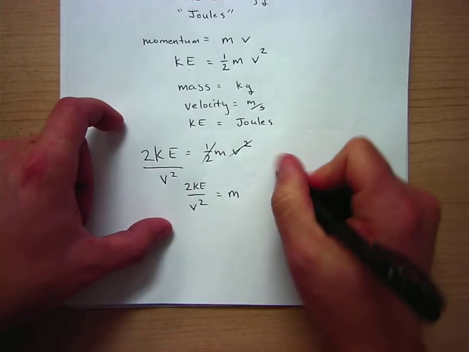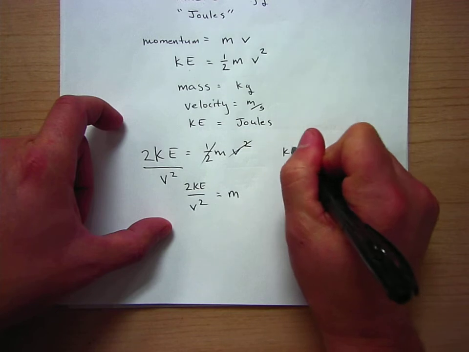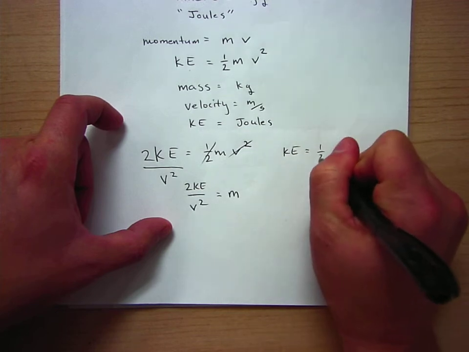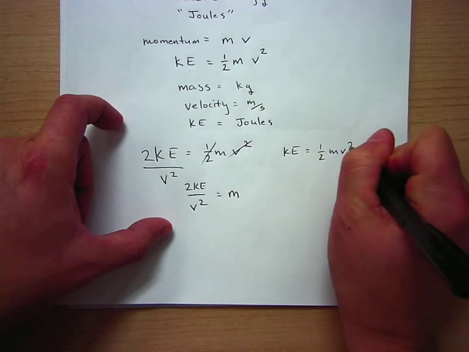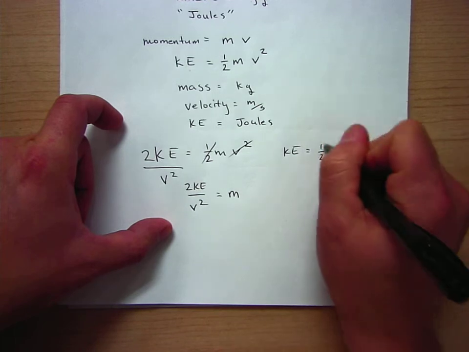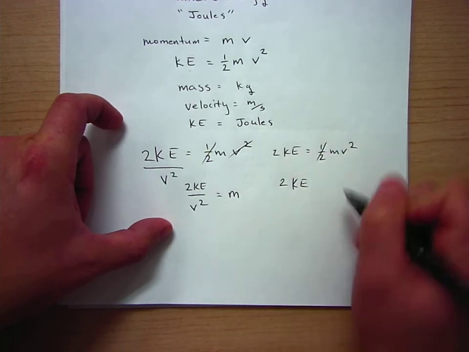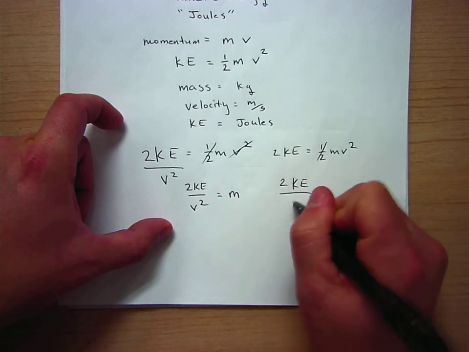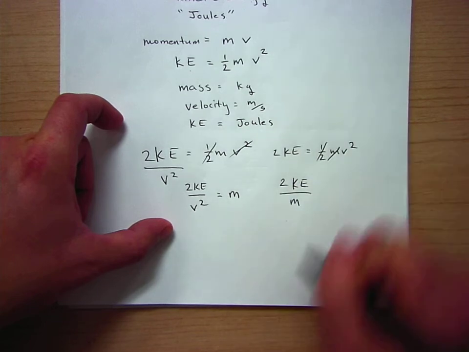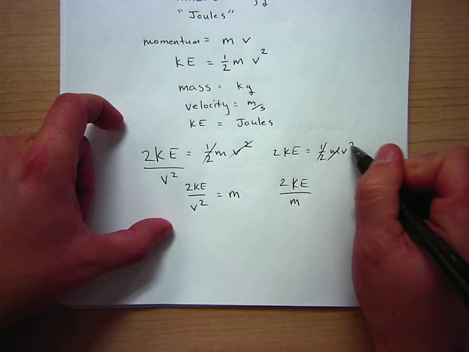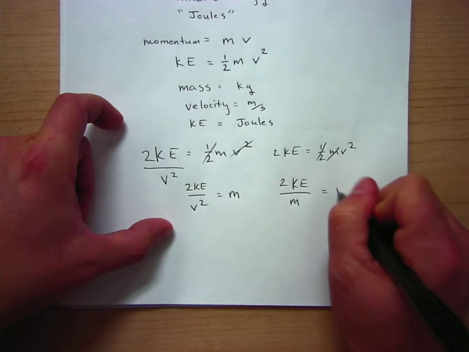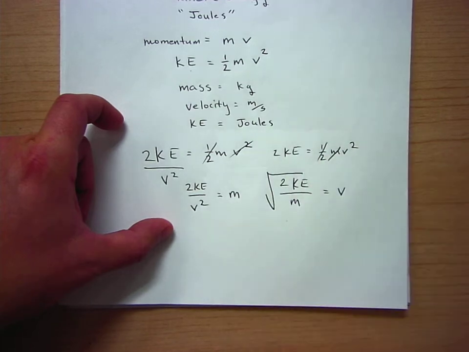And to do the same thing and get v by itself, you would multiply by 2 again. Then you would divide by m. And then to get rid of this square, you'd have to square root the whole thing.